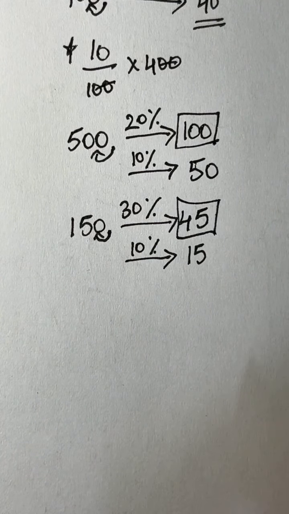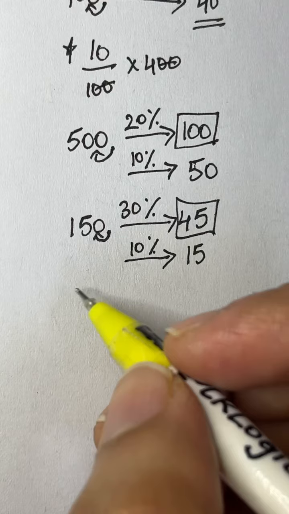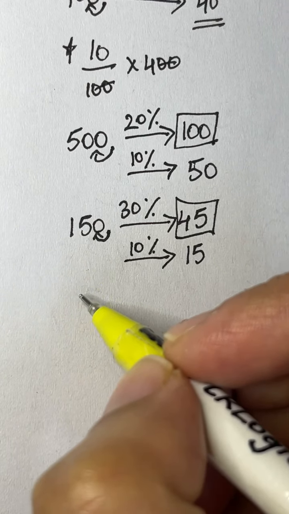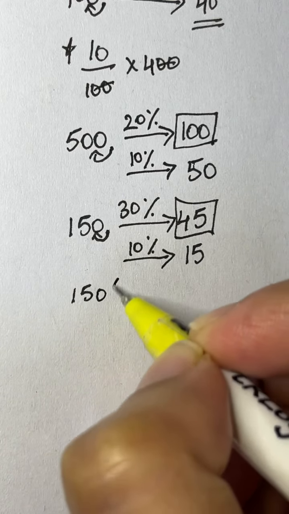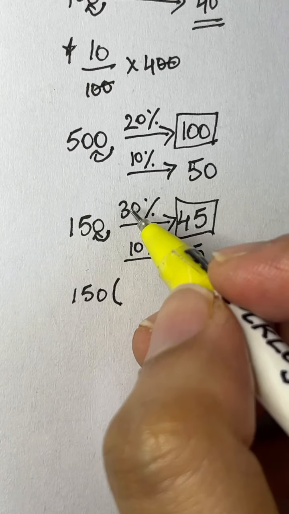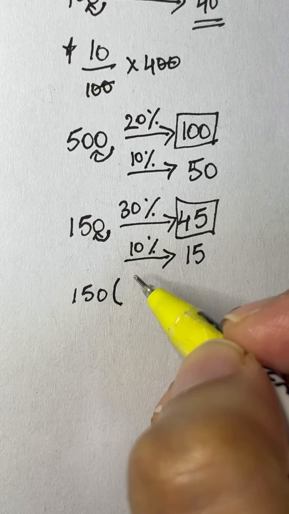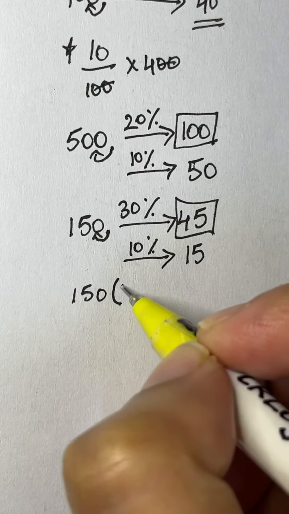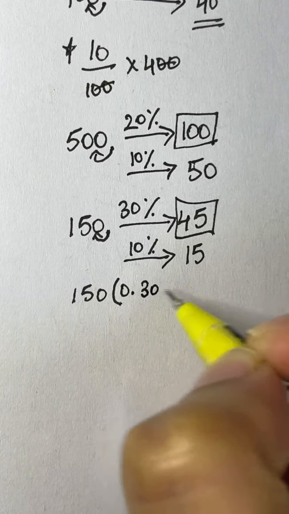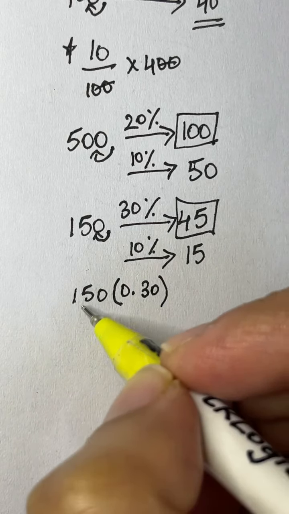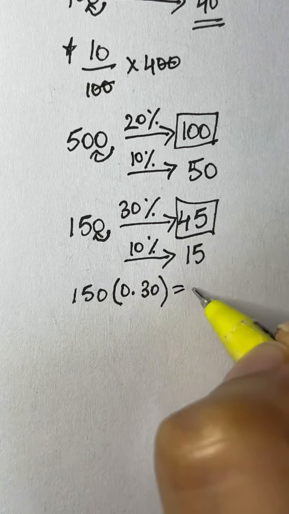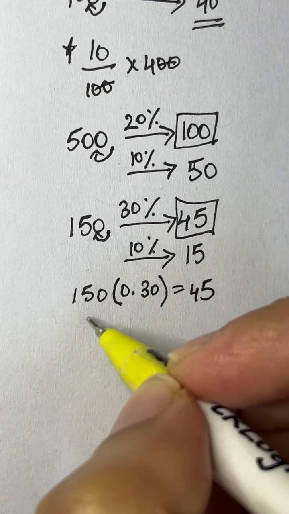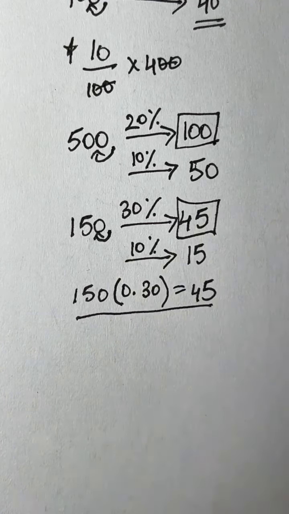Okay. Now, you can even check in your calculator. You can take your calculators. Put this number in your calculator. That's 150. And this percent symbol, just convert it to decimal. 30% in decimal is 0.30. And just insert this in your calculator and you're going to get the answer as 45. So this is for you to check in your calculators.